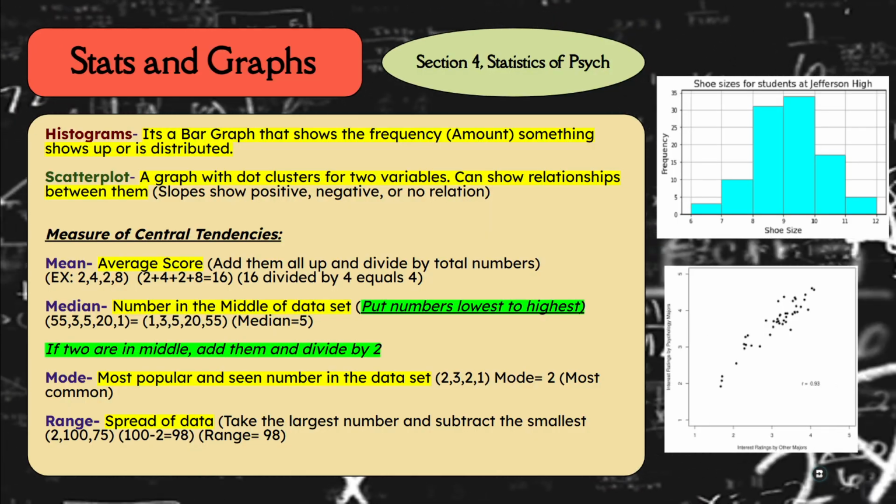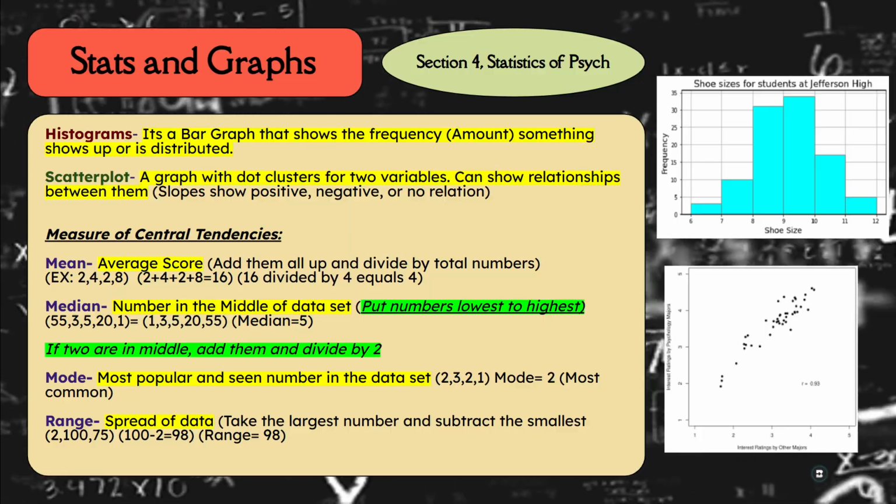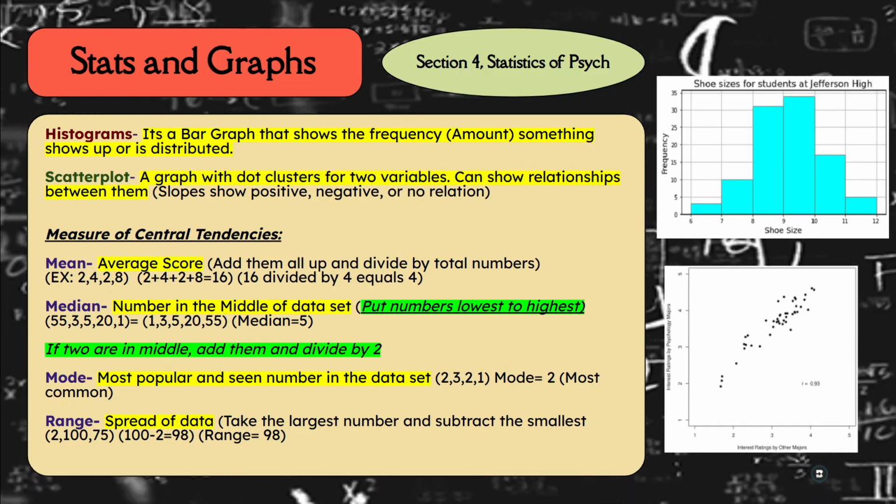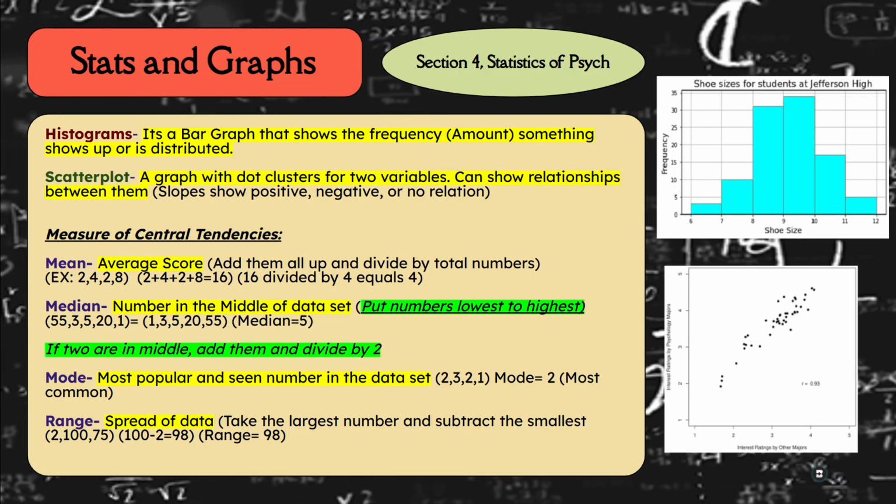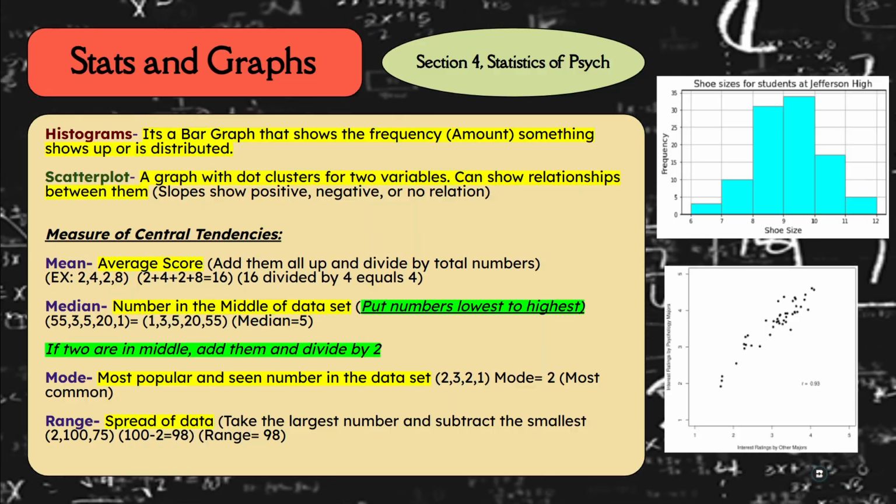Now if you have two numbers, that's okay. Don't freak out, don't panic. You just get the mean of it. You add the two numbers, divide by 2, boom. There's your new median. And you only do that if there's two numbers in the middle.